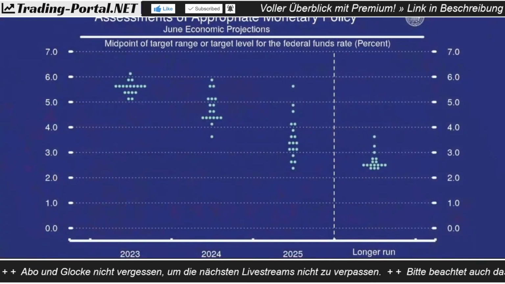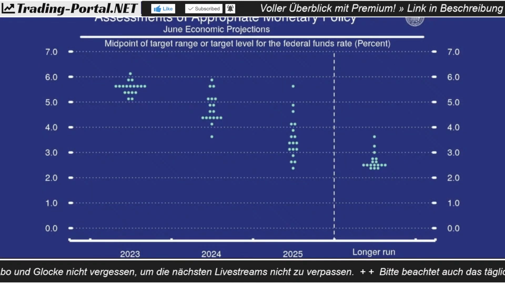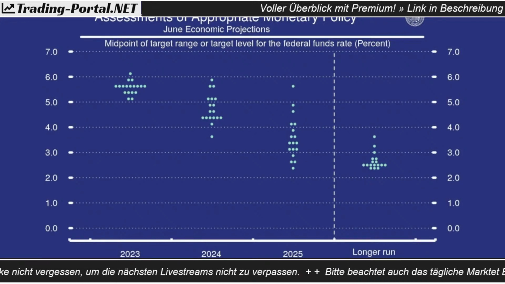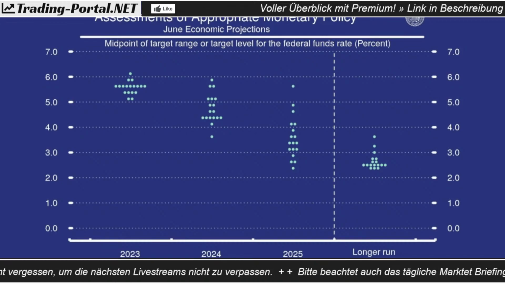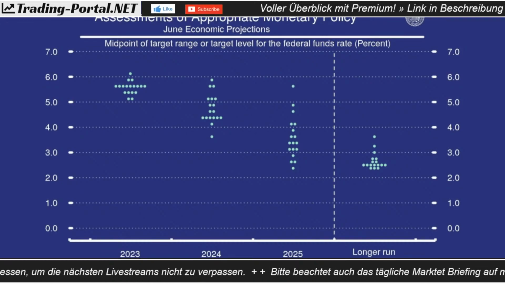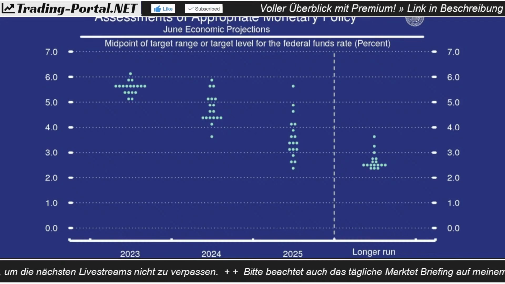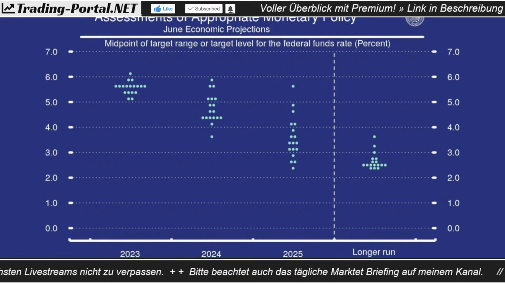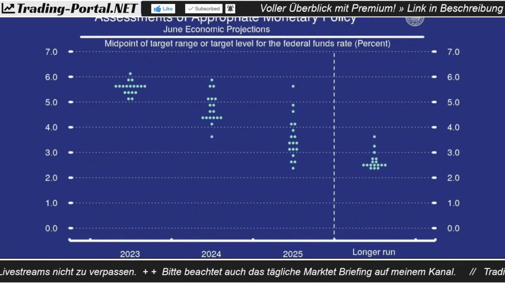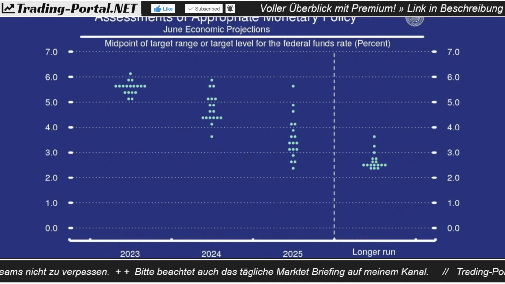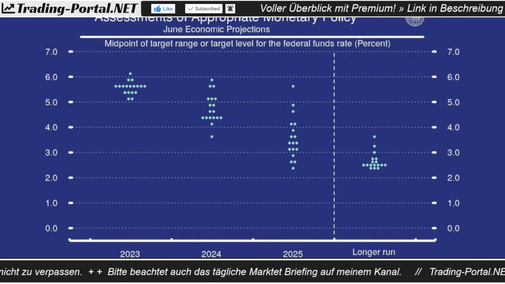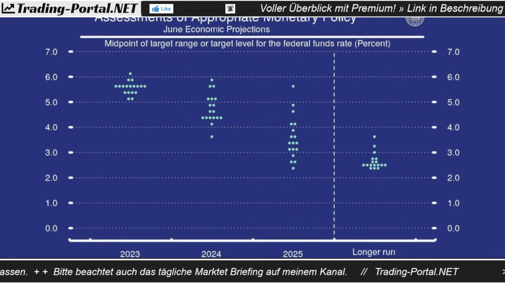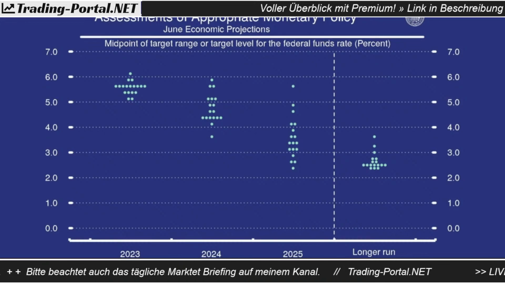In our SEP, participants wrote down their individual assessments of an appropriate path for the federal funds rate based on what each participant judges to be the most likely scenario going forward. If the economy evolves as projected, the median participant projects that the appropriate level of the federal funds rate will be 5.6% at the end of this year, 4.6% at the end of 2024, and 3.4% at the end of 2025. For the end of this year, the median projection is a half percentage point higher than in our March projections.